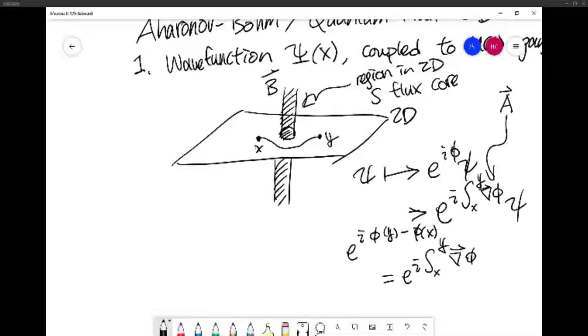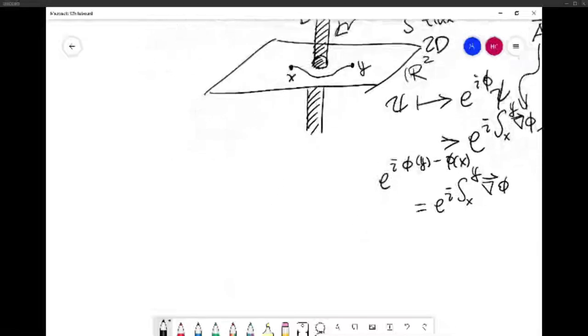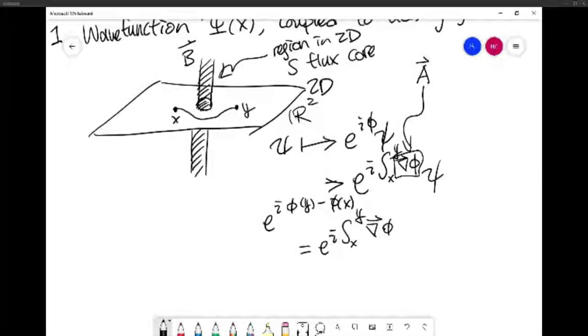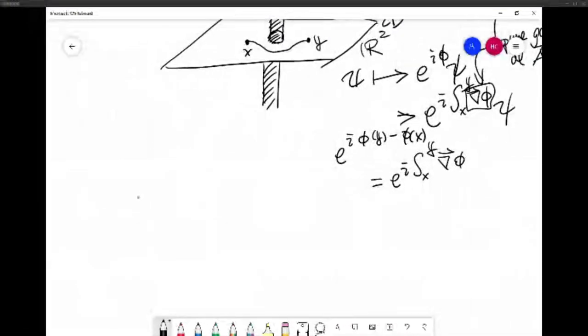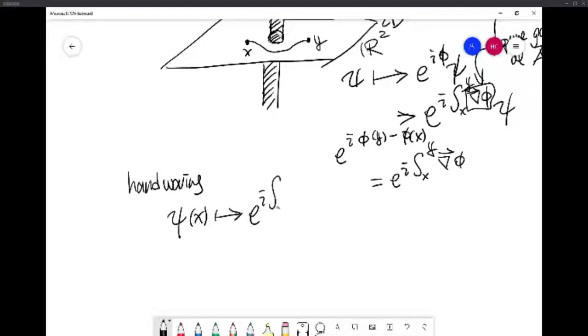Again, it's completely analogous to what we were just talking about, but one dimension down. So we're now thinking about the one sphere and the two sphere, instead of the two sphere and the three sphere. We're in R2, let's say. Now, this gradient is a pure gauge of the vector gauge potential, which is A. So, with some hand waving, I'm going to say that psi of x is going to transform like this, with the integral from x to y of A, into psi of y.